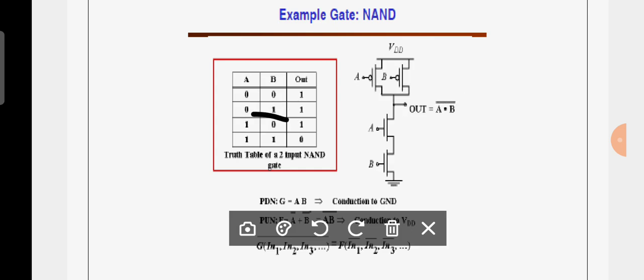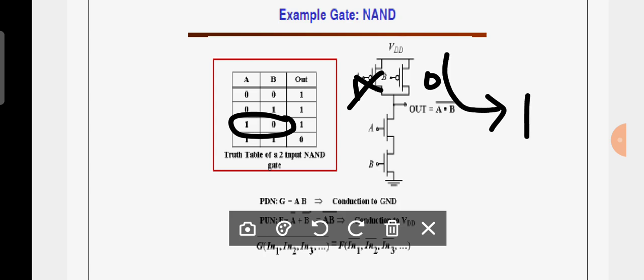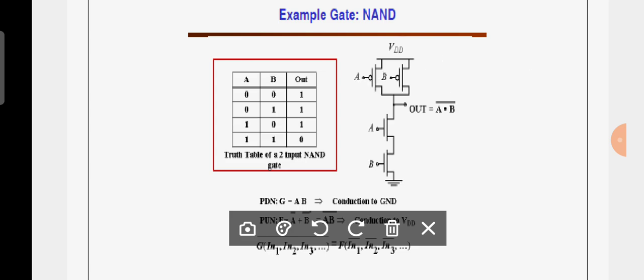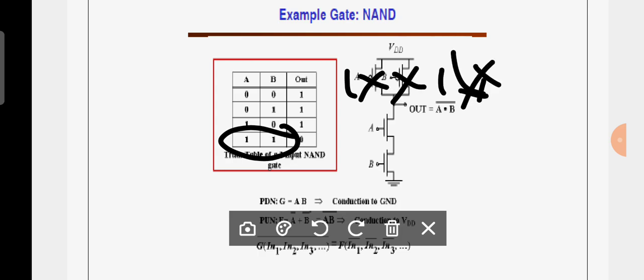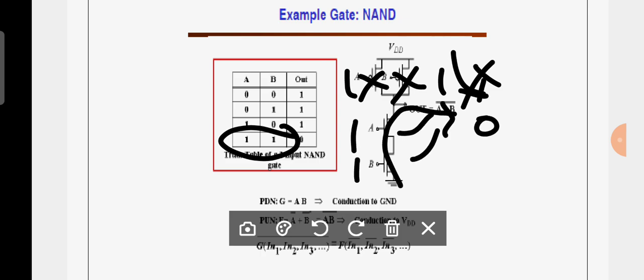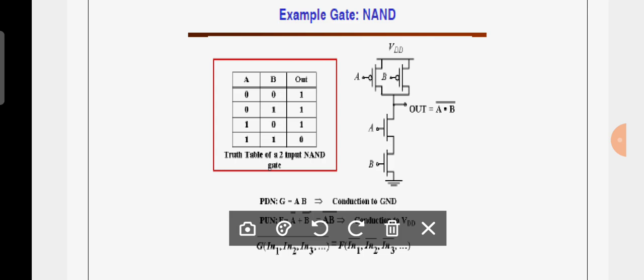1 is the output. You can observe A is 1, B is 0, this will be in on condition and there is a path to the output, therefore the output is 1. Now here A is 1, B is 0, this won't turn on, therefore there is no path here itself, therefore the output is 1. Now finally A is 1, B is 1, these two transistors will turn off, there is no path at all here, but these two transistors will turn on, therefore there is a path, therefore the output is 0. In this manner the NAND gate is going to work.